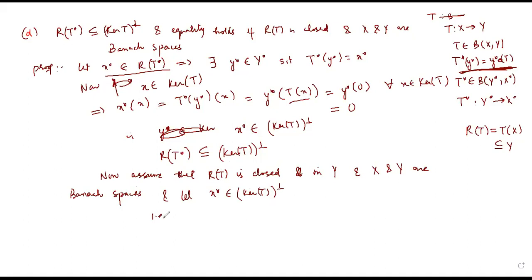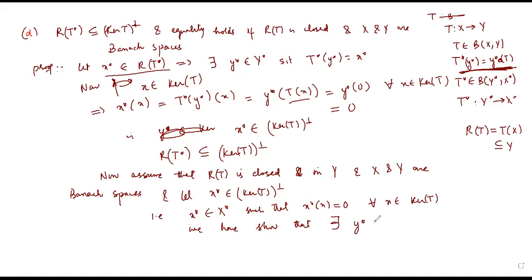So that is X star belongs to the annihilator. इसका मतलब ये हुआ such that X star at X is equal to 0 for all X belonging to kernel of T. यही मतलब इसका एनालिटिक का. We have to show that, हमें क्या दिखाना है? We have to show that if X star is here, it belongs in the range of T star, and we have to show that there exists some Y star belonging to Y star such that T star of Y star is equal to X star. अगर हमने दिखा दिया तो we are done.